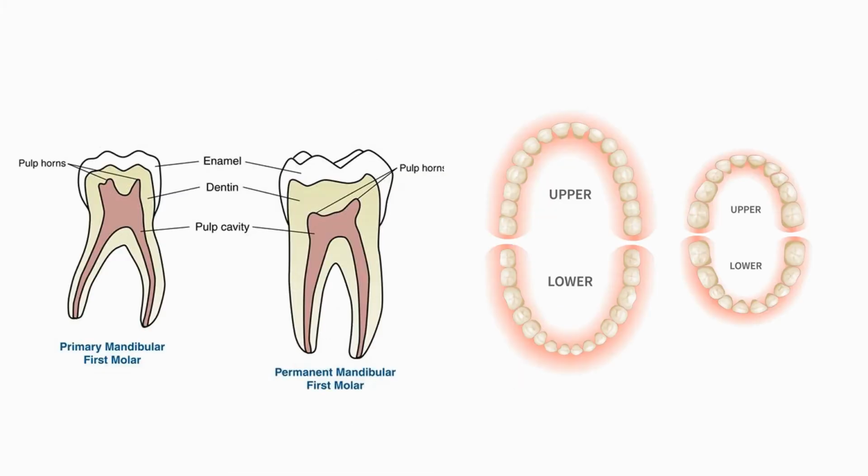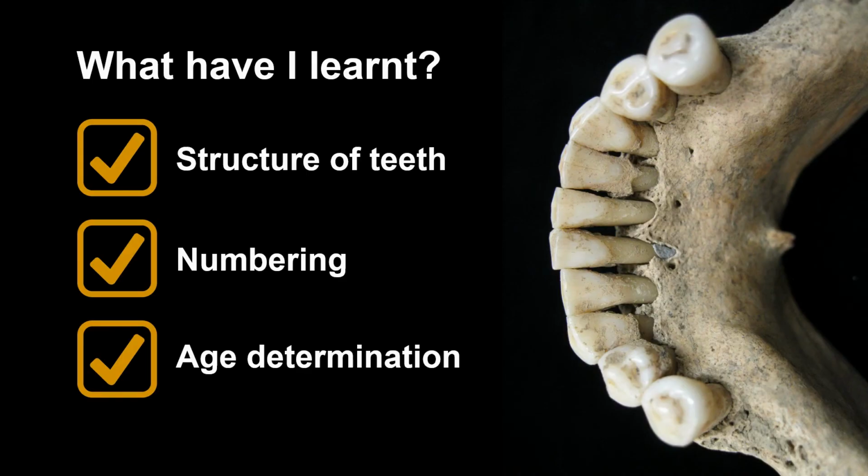The differences between permanent and deciduous teeth include the fact that the enamel differs over time, in that milk teeth are more translucent and paler. In addition to this, deciduous teeth and their roots are smaller than permanent teeth. You should now know more about the structure of teeth, numbering, and age determination of human teeth.